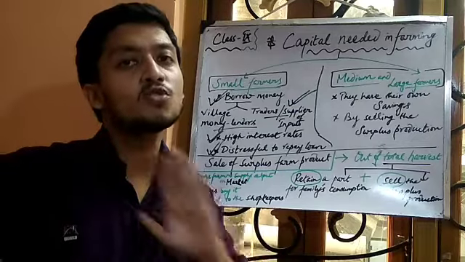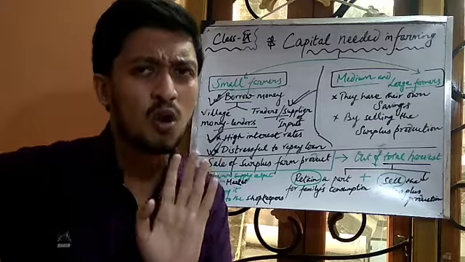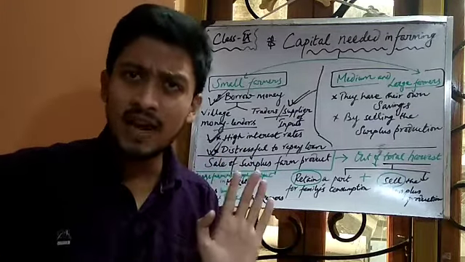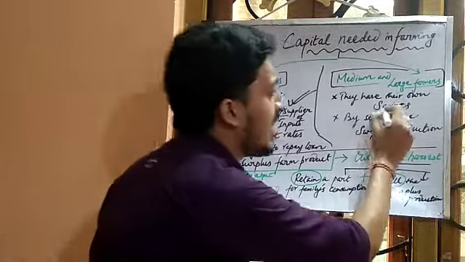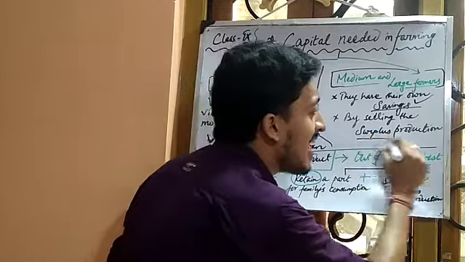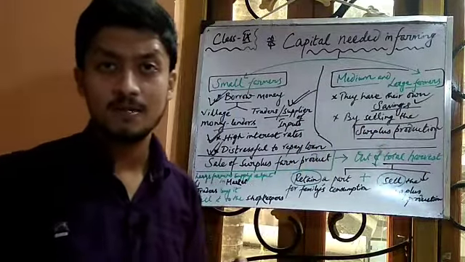So basically, almost all the large and medium farmers have their own savings. They are not so poor. That's why they can arrange capital of their own. Right? So you can see here I have written that they have their own savings, and the second thing I have written is they get these savings by selling the surplus output in the nearby market.